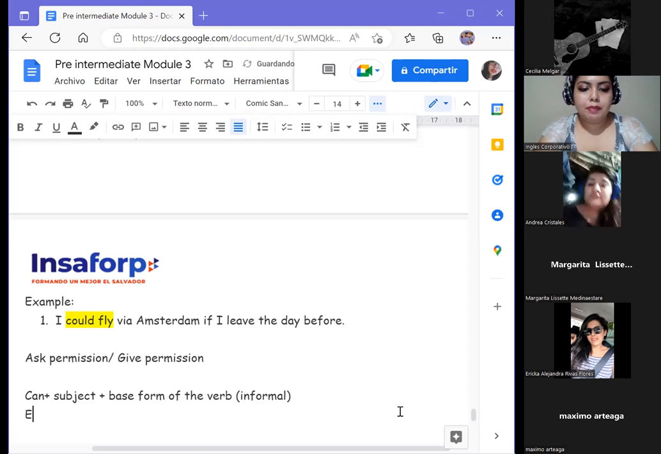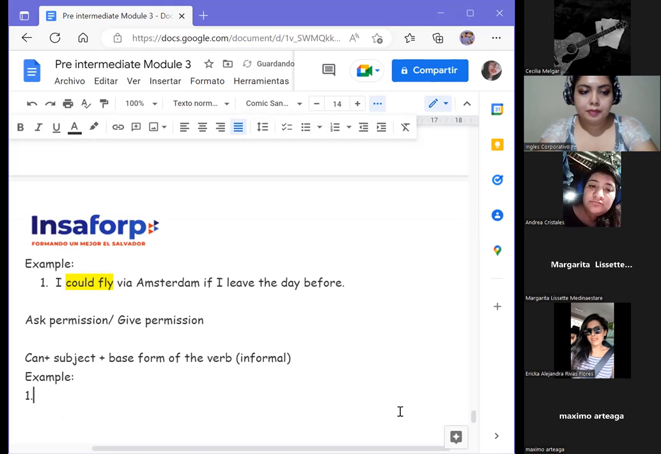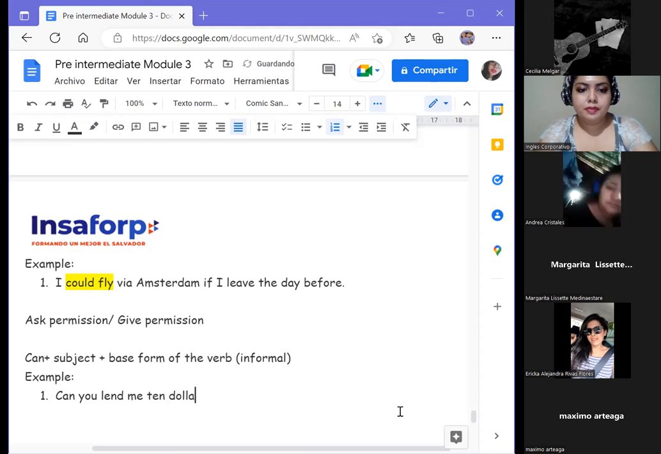And we have an example. And it says, can you lend me $10? Can you lend me $10? We are asking for money in that case. Can you lend me $10?